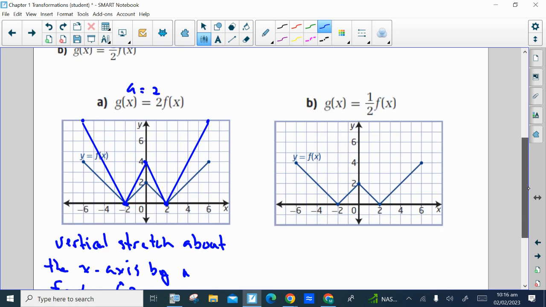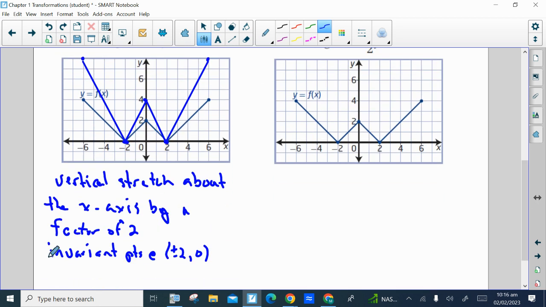We also want to state the domain and the range. Remember, the domain is all the x values. There are two different ways you can express domain and range. One of them is interval notation, and that's the easiest way to do it.